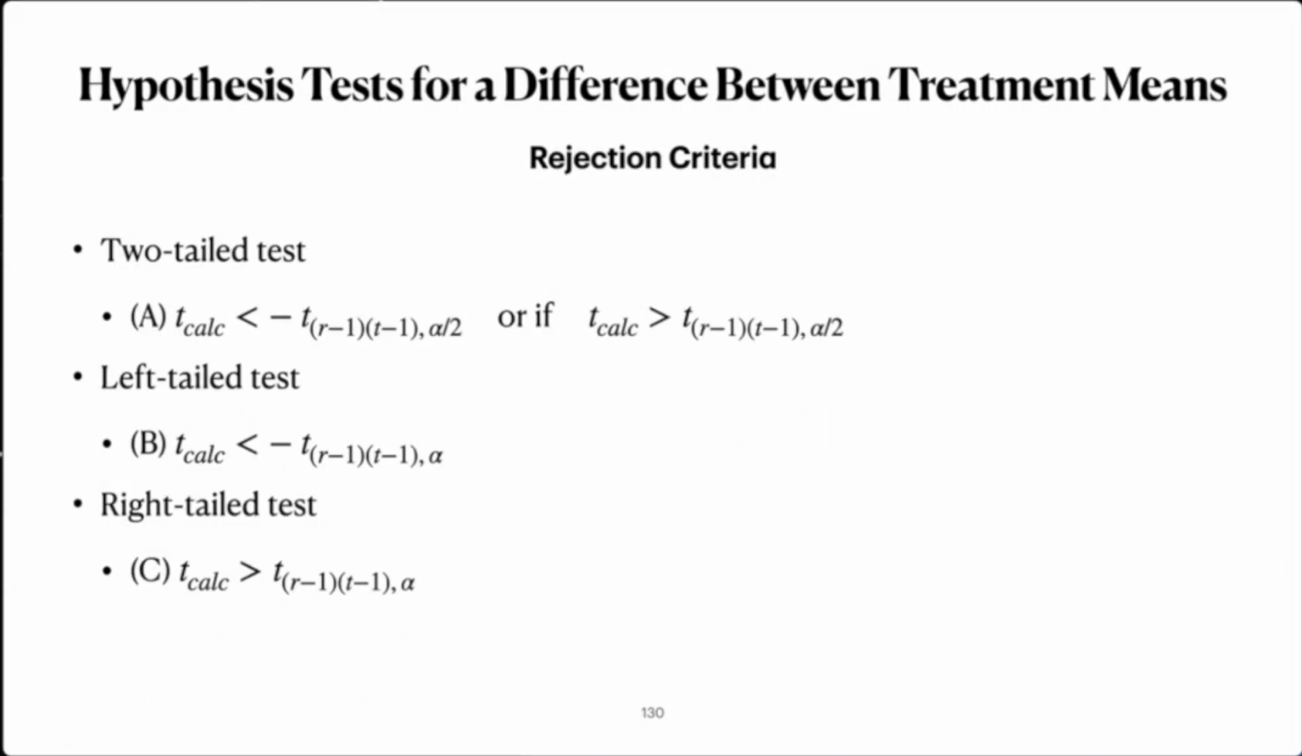Now, in this situation, the reference distribution is known. In particular, the reference distribution is the t-distribution with degrees of freedom equal to r minus 1 times t minus 1. Now, you'll recall that this is the number of degrees of freedom associated with the mean squared error in the ANOVA table. And so we have here the rejection criteria for the two-tailed test, for the left-tailed test, and for the right-tailed test. And so these are, as you would expect, the same as you would have for any other t-test, with these specifics being the degrees of freedom for the test.